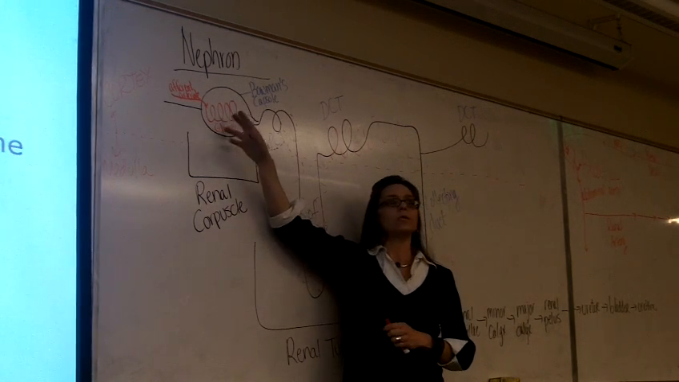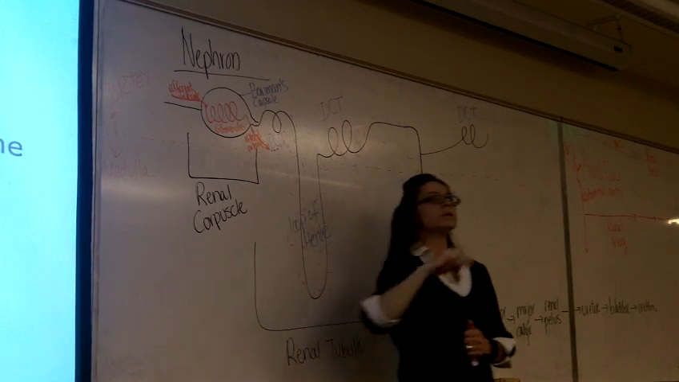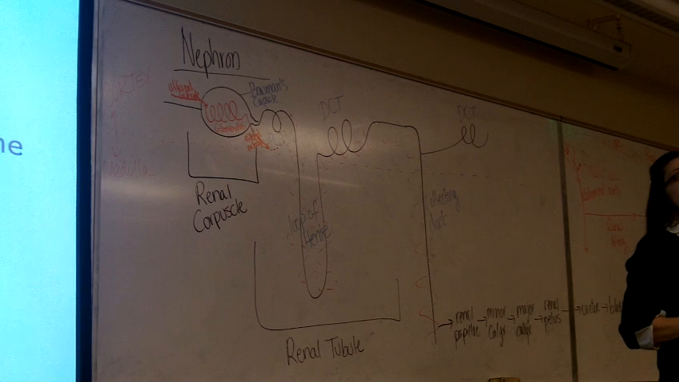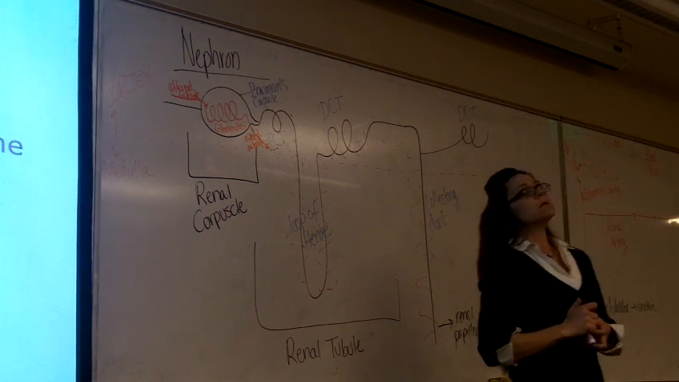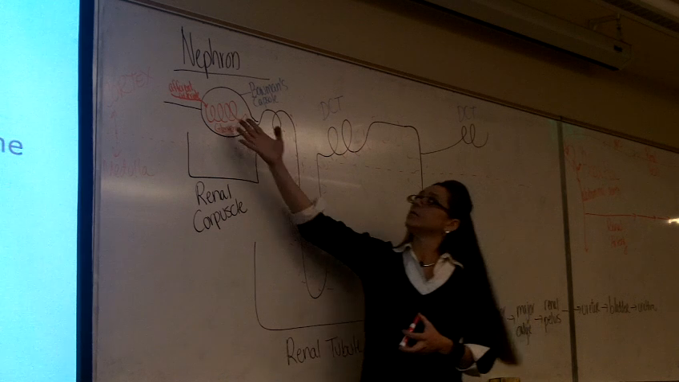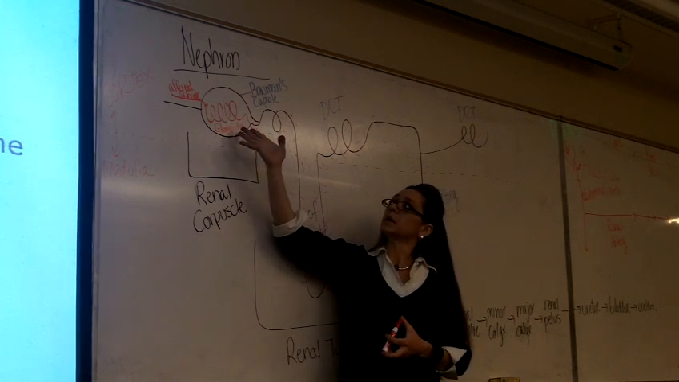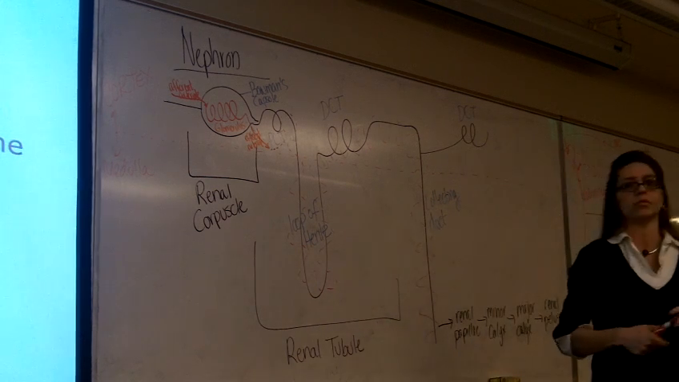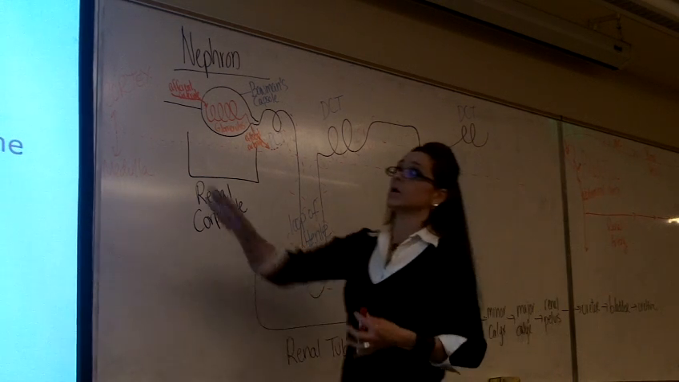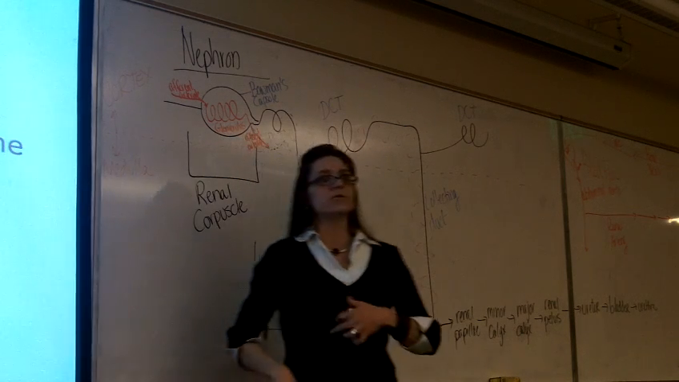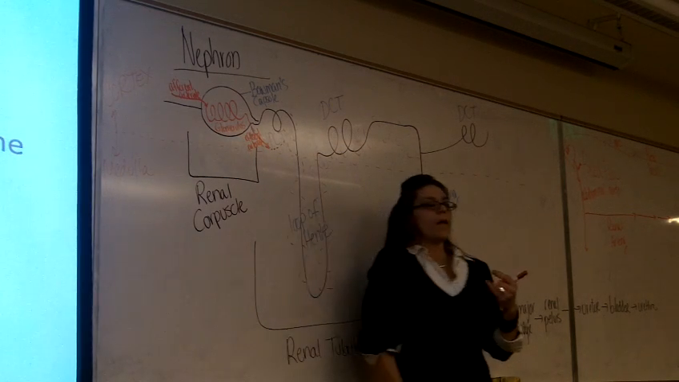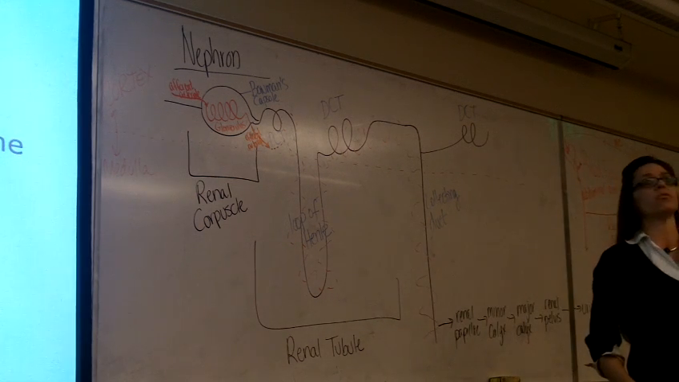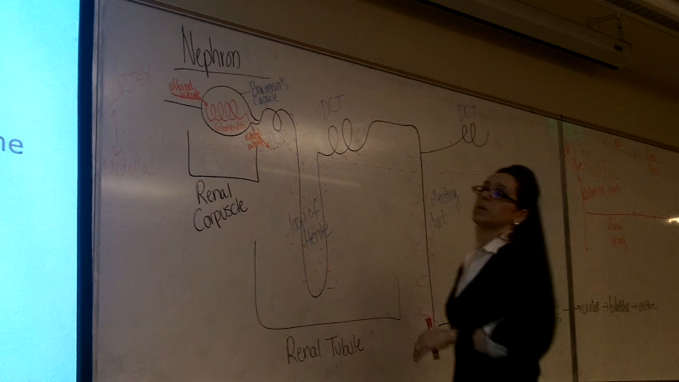So water, glucose, amino acids, sodium, potassium, calcium. Anything that's little is going to leave the glomerulus and go into Bowman's capsule. And that is the filtrate that we produce, and that process is called filtration. So most of it's going to be water, and then whatever's dissolved in that water that's small enough to fit through the slits ends up in the filtrate.